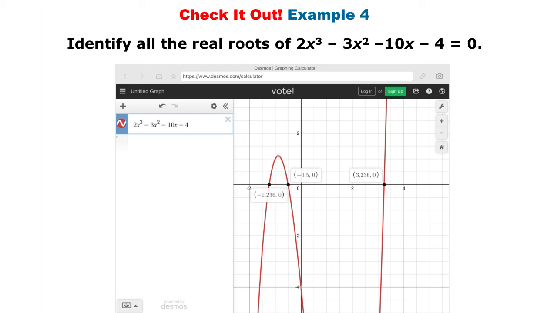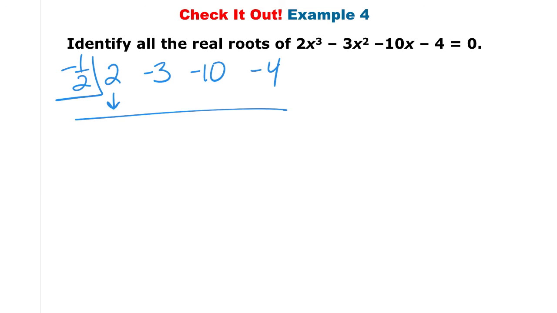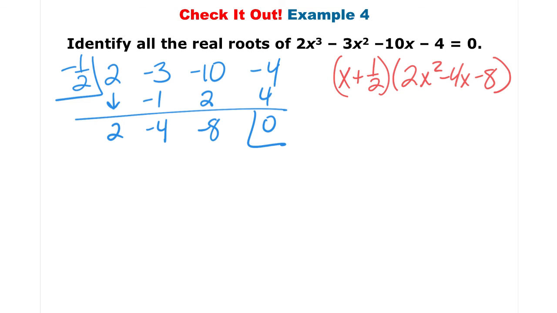This one, again, is not real nice to factor, so I graphed it just to get us started. There's some icky decimals there, but there is one nice one of -1/2. Okay, so I did my synthetic division. I ended up with this. So I have x plus 1/2 is one factor based on that root, and then this is the rest of it. And from here, we're going to use the quadratic formula on this to find the other 2 roots. Again, let's factor out 2 just to make our lives a little bit easier.